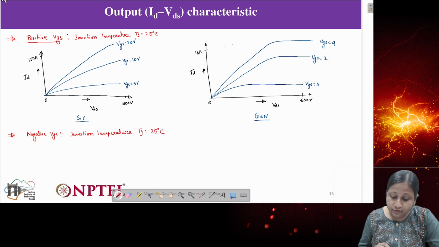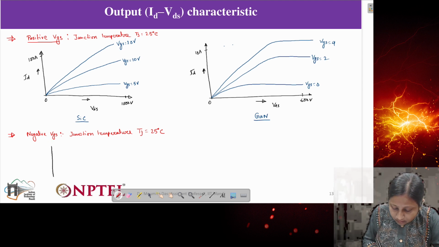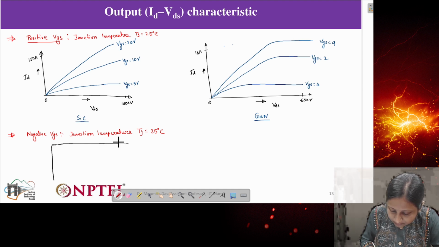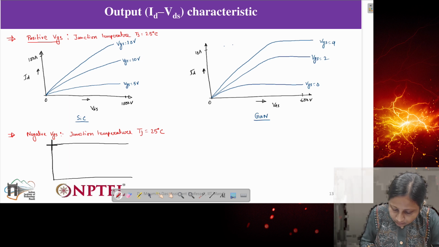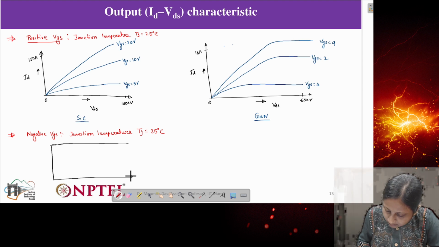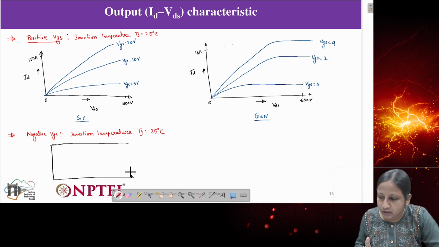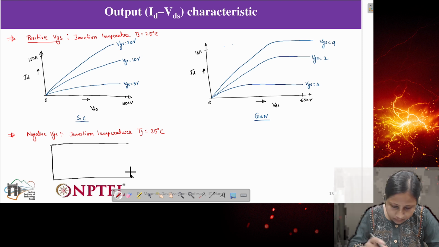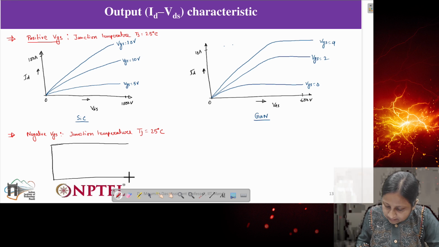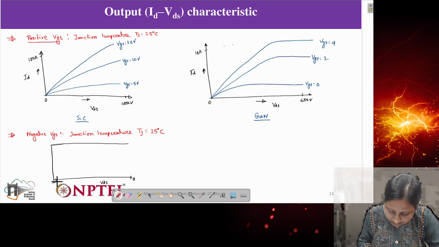Here we are considering negative voltage. If we are considering negative voltage, then ID should be negative and VDS also should be negative. Now VDS, let's say, is varying from 0 to a maximum of, let's say, minus 6 volts.